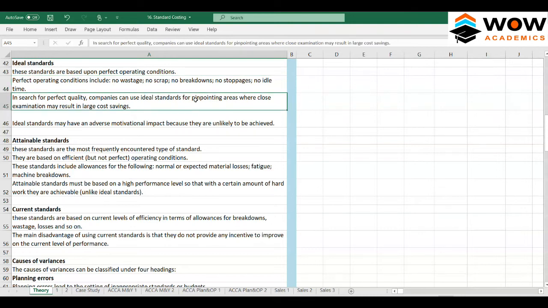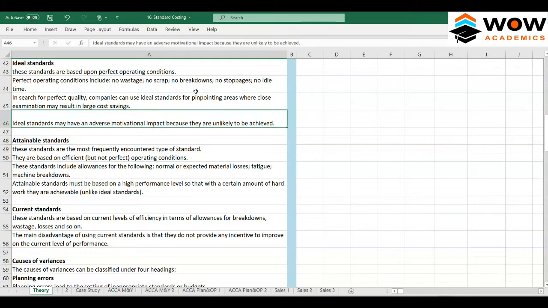In search of perfect quality, companies can use ideal standards for pinpointing areas where close examination may result in large cost savings. So this would help you to find out where the biggest expenses are being incurred. That it will help, but it will not help in improving a lot of things. Ideal standards may have an adverse motivational impact because they are unlikely to be achieved.